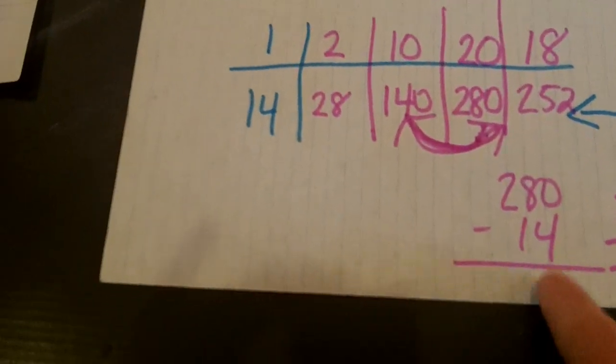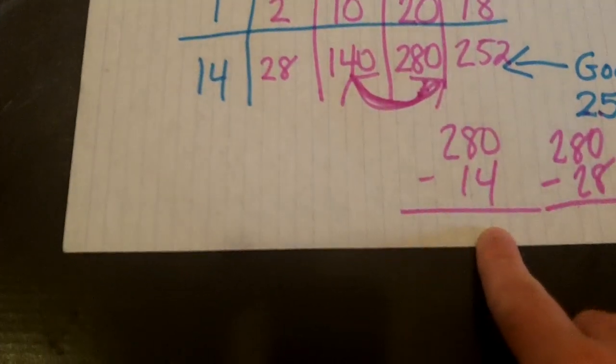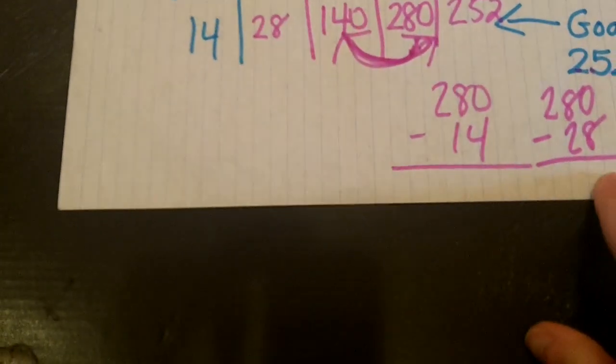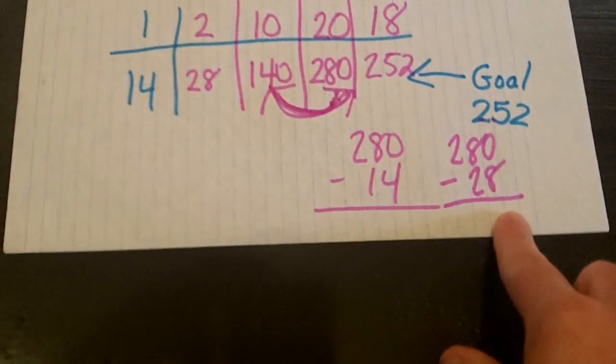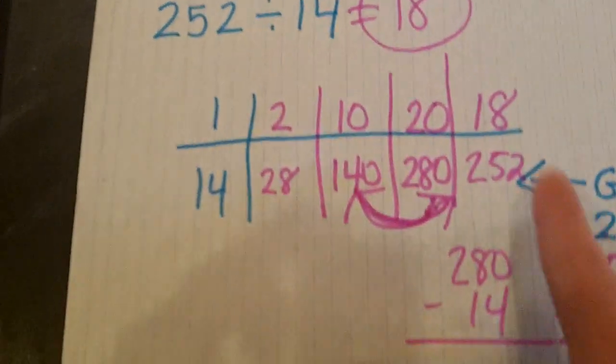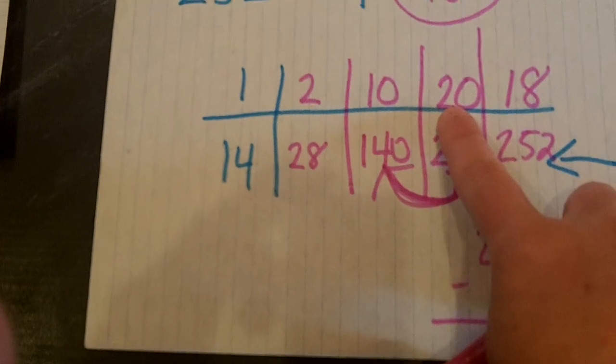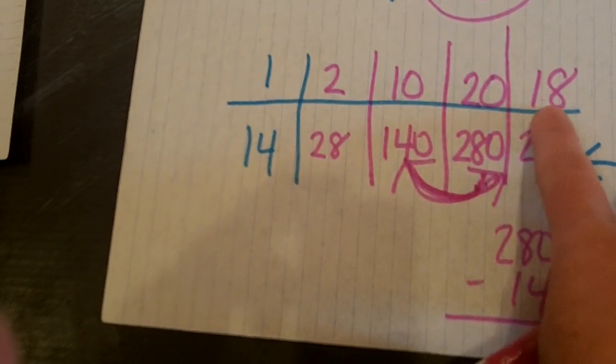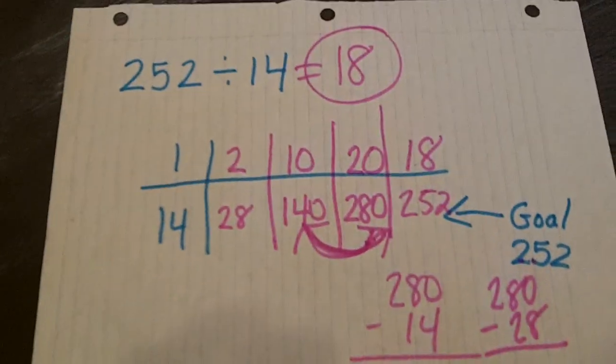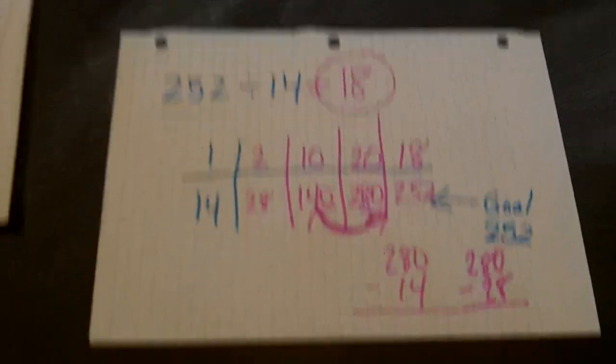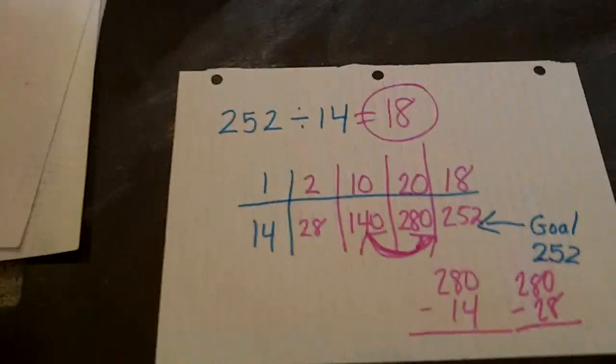So I knew this one would get me there with just minus 1 of 14, but if I doubled it and minused 28, I knew that would get me there. So I did 20, reduced it by 2 to do 18. Now you'll do some independent work in a Google Doc that I have developed for you.